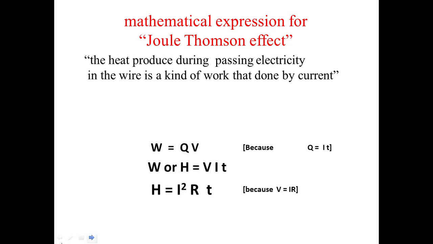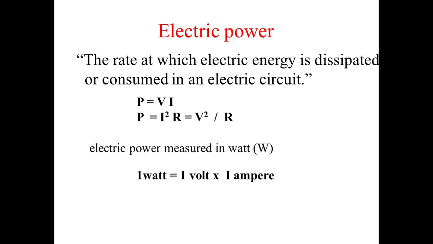I square, that means the amount of heat produced is directly proportional to the square of current, and directly proportional to the resistance of the wire and the time of passing electricity through the wire. So this is all about the Joule-Thomson effect. There are a lot of numericals which may be formed on this effect. I include one of the numericals at the end of this lecture, so you have to complete it on your own.